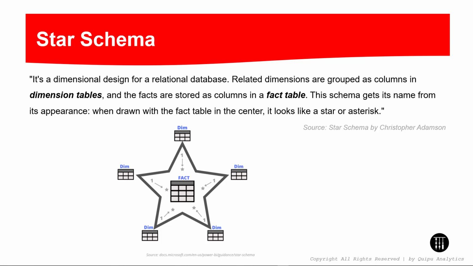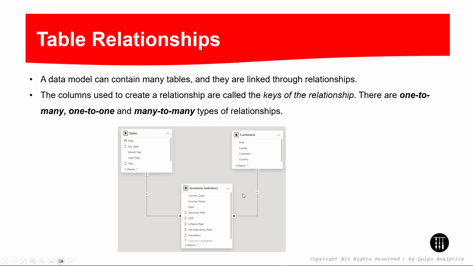The DAX engine works really well. It's very efficient if your data model is based on a star schema. The fact table in the middle and then dimension tables around it. Relationships. Like I said, the fact table is usually in the middle and then dimension tables around it.